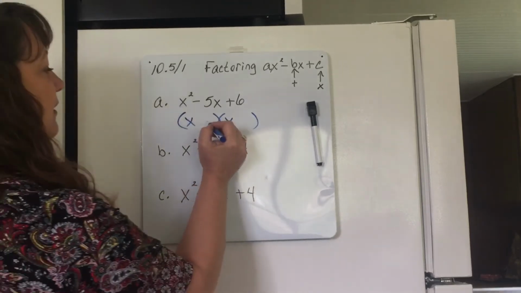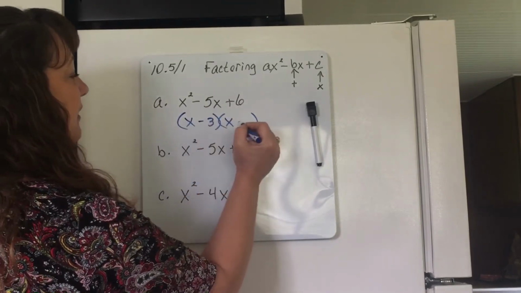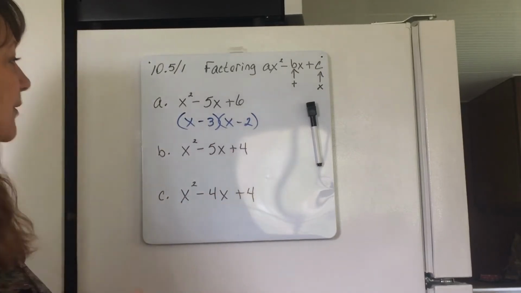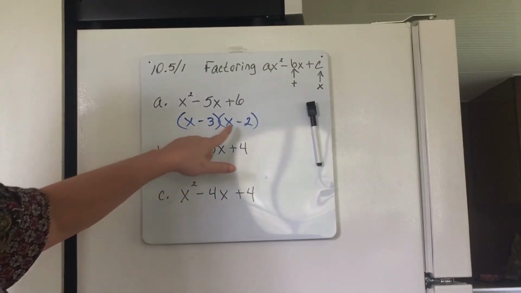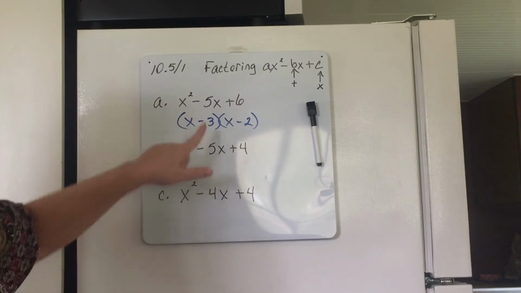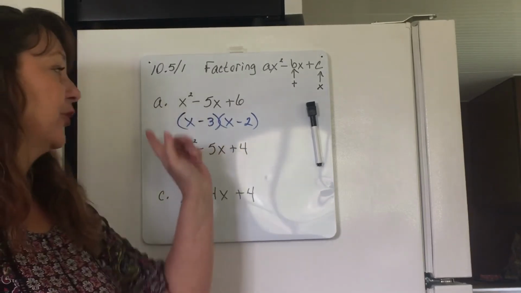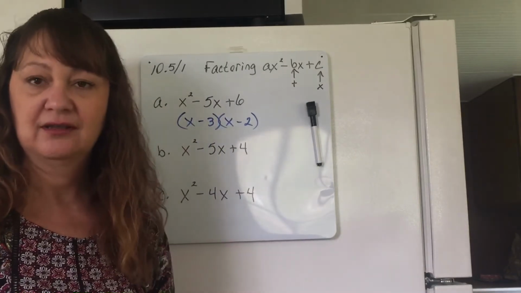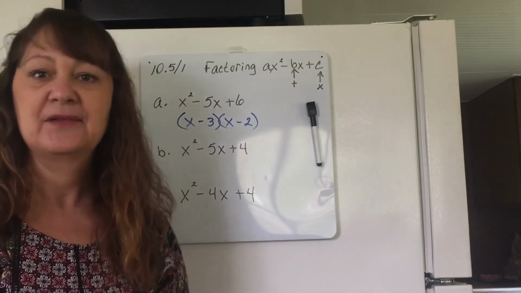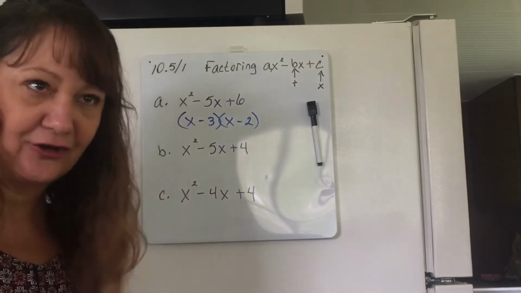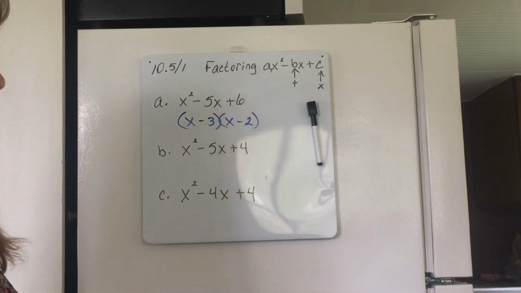Well, how about a negative 3 and a negative 2? What about that? A negative times a negative is a positive, but negative 3 plus negative 2 is negative 5. So you can FOIL that back out and see if that works. I'll let you do that on your own time. Let's go on and do another one.